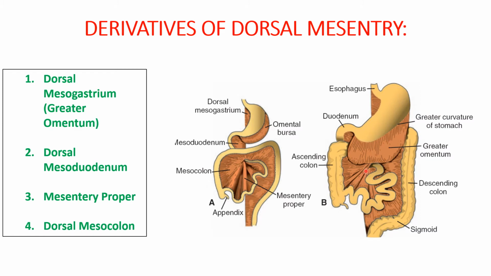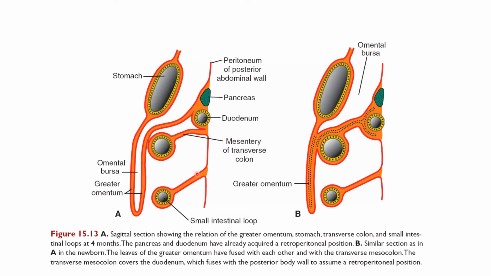But we know that in the adult only the transverse colon and the sigmoid colon are suspended with their mesocolons. So that means some portions of the colon during development will lose their dorsal mesocolon and will become retroperitoneal. In this picture, which is a sagittal section, we can see the dorsal mesentery more clearly now.